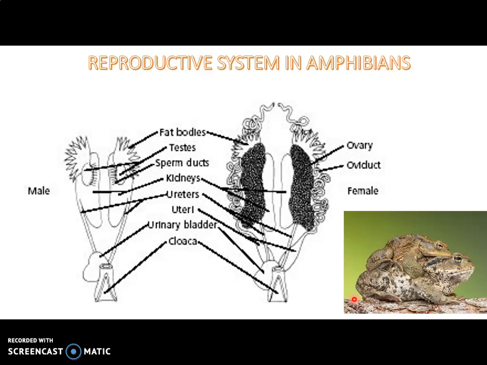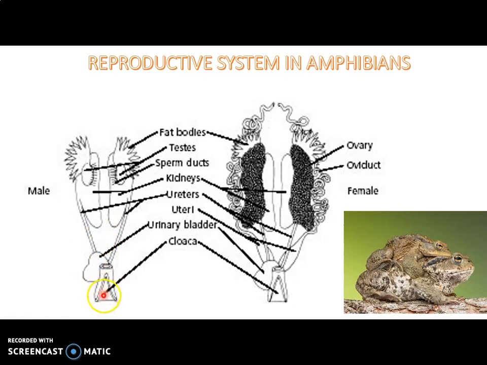Now, the reproductive system of a male frog. The male frog has two testes, just like fishes. The two testes are attached to the kidney through fine tubes. These fine tubes we call vasa efferentia, or the efferent ducts. The male reproductive system lacks a penis. There is no penis, so sperms are ejected from the cloaca directly onto the eggs.